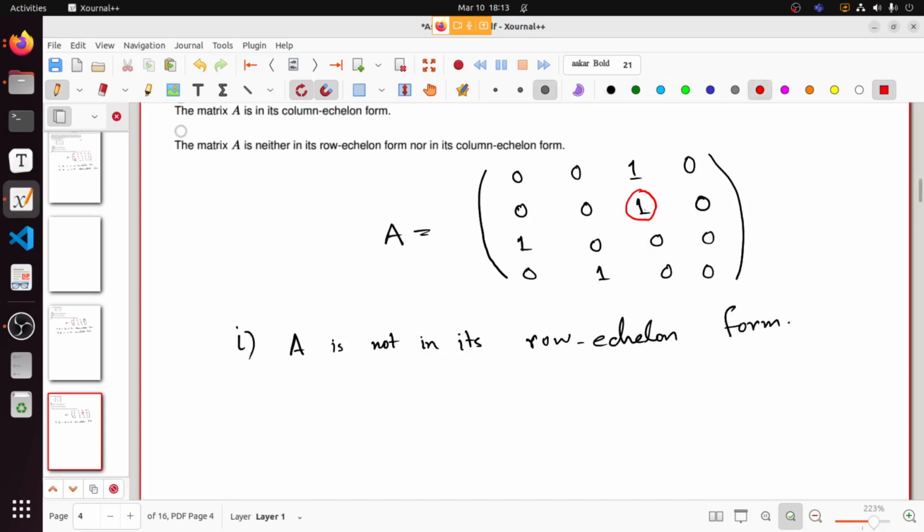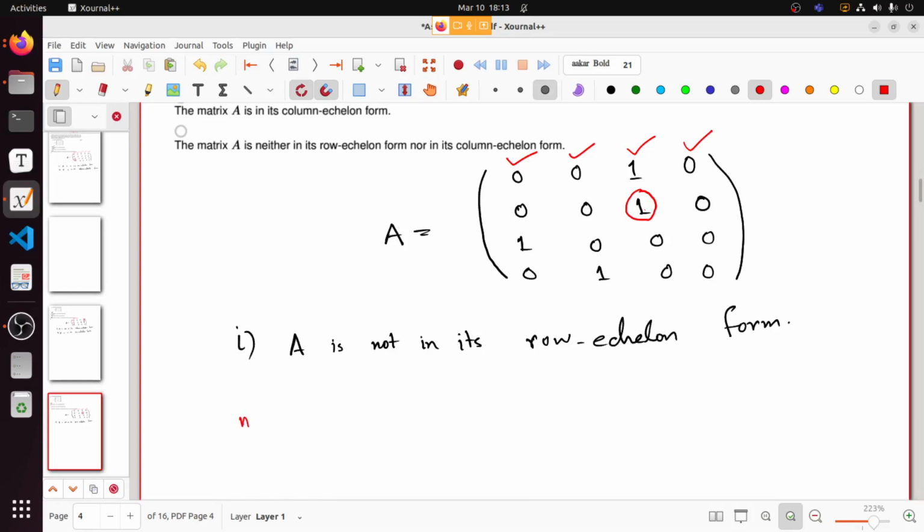For that we have to look at the first column. In the first column, it's 1 and everything to its right is 0, so the first column satisfies the condition. The second column also has 1 and everything to the right is 0, so it is also fine. Third column, it's 1 and everything to the right of 1 is 0, so it also satisfies the condition. And the fourth column, everything is 0, so it's also fine.